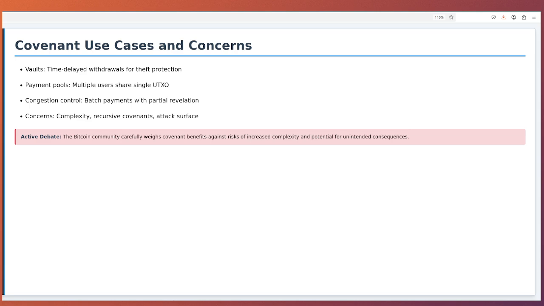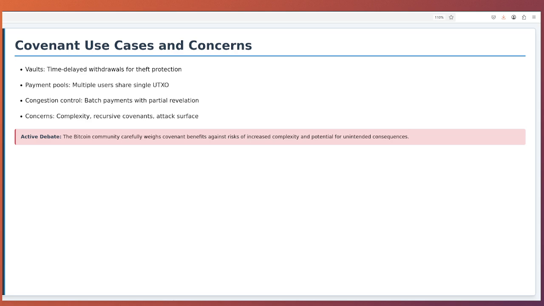First, you initiate withdrawal to a destination address. This broadcasts a transaction but does not immediately transfer coins. Instead, there is a mandatory waiting period, perhaps 24 hours or a week. During this period, you can cancel the withdrawal if you detect unauthorized access. After the waiting period, you complete the withdrawal.